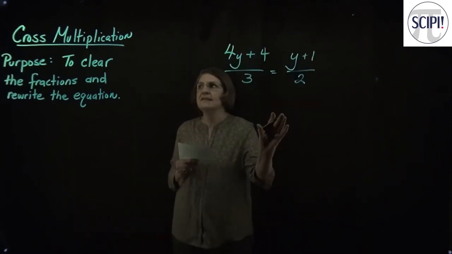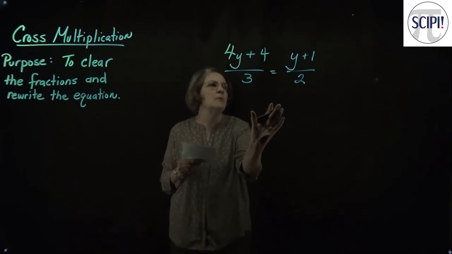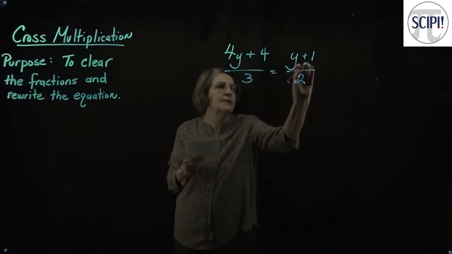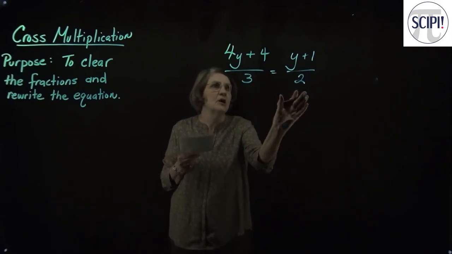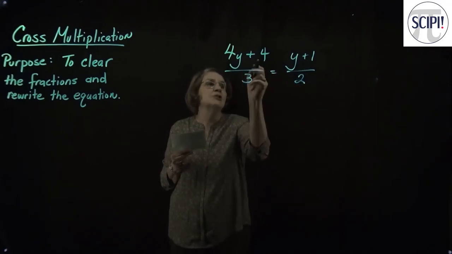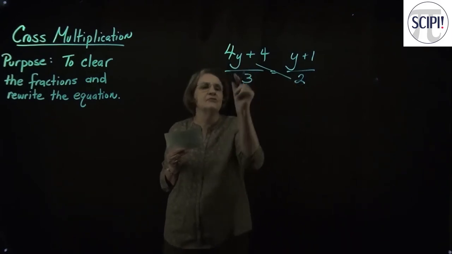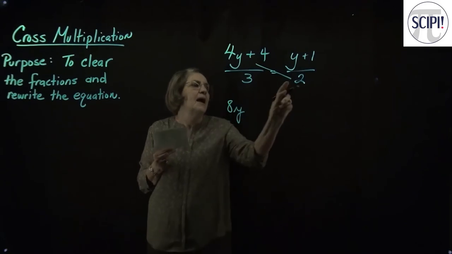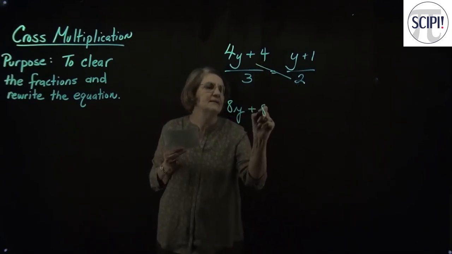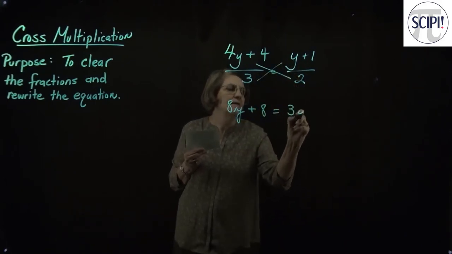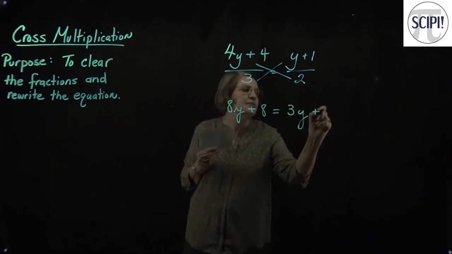All right, let's continue using cross multiplication, and let's look at this problem, which you can see is a little more complex because now I have 2 terms up here and 2 terms up here. Again, I could find the common denominator and multiply by that. But now, let's just use our cross multiplication. Oh, I got a y on both sides. So I'm going to do this. 2 times 4y is 8y, and 2 times 4 is 8 equals, and then 3 times y is 3y, and 3 times plus 1 is 3.